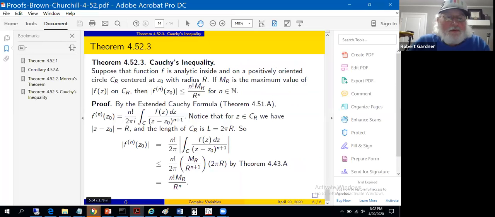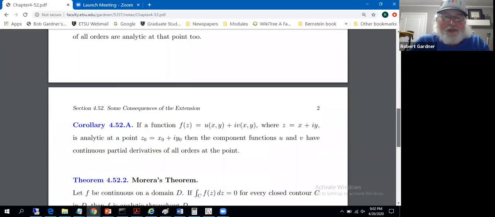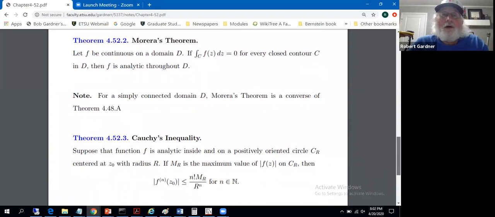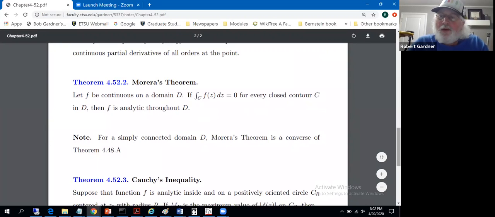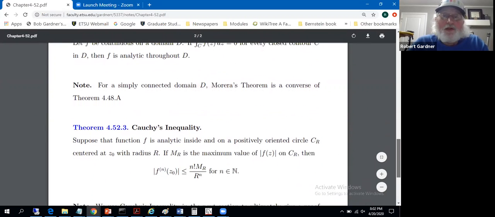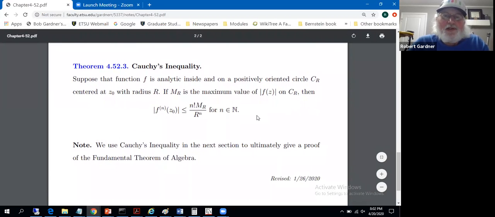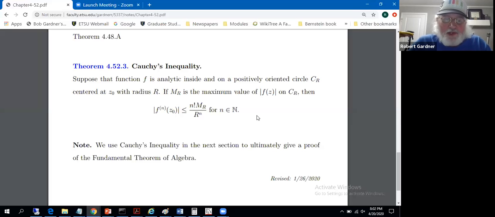Back to the notes. That actually turns out to be a surprisingly useful thing. Morera's theorem, if we did more theoretical stuff, we might have some application for Morera's theorem. It's a converse of something we stated previously. Cauchy's inequality, in my humble opinion, plays a real central role in some interesting stuff.